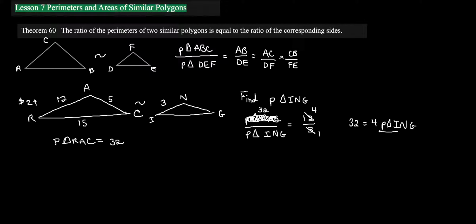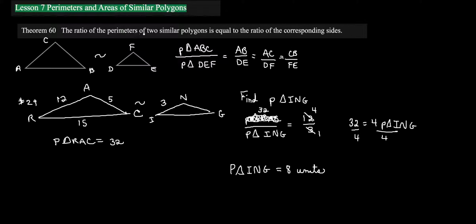And then I would just divide both sides by 4. And we'd have the perimeter of triangle ING equals 8 units. This book has no units. So that's all it is. You have to find the perimeter of one, and set up a ratio between the perimeters of the 2 triangles with the ratio of the lengths of the sides. So that's the first theorem.